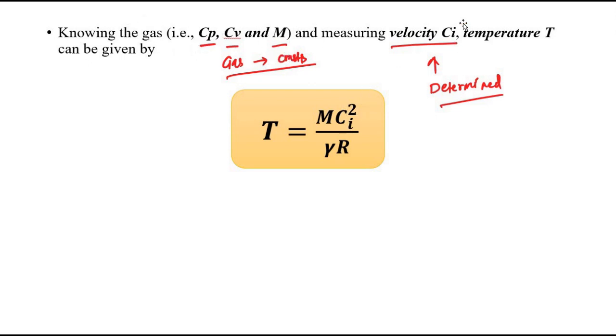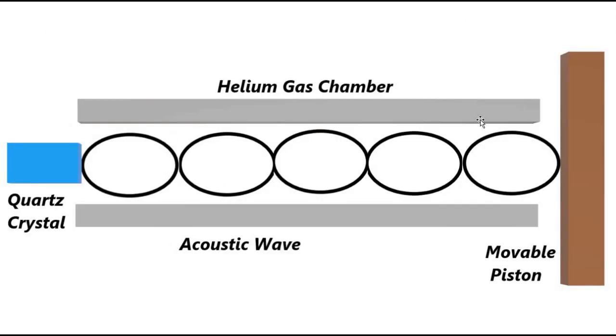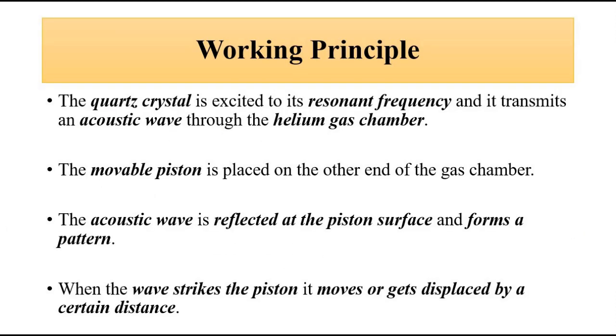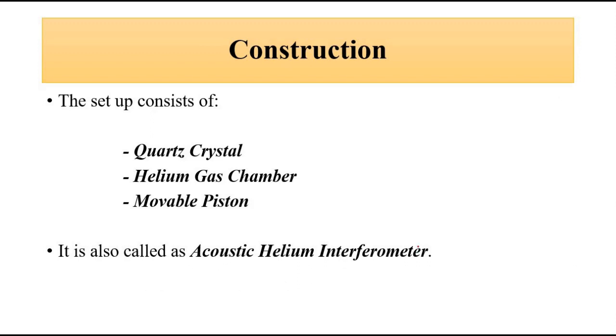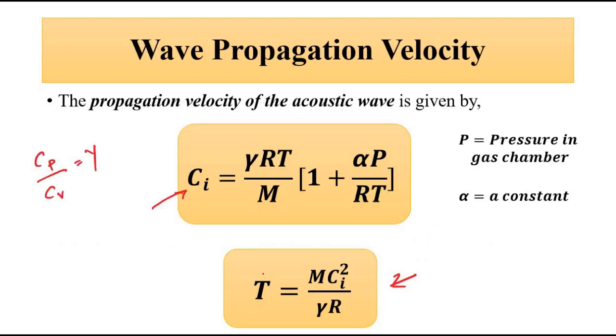To get the velocity we have to use this setup. Okay, this setup is called the helium gas interferometer, the acoustic helium interferometer or helium gas chamber interferometer. This setup is only used to determine the propagation velocity of the sound wave through the helium gas chamber. So from this we calculate the temperature using this formula.